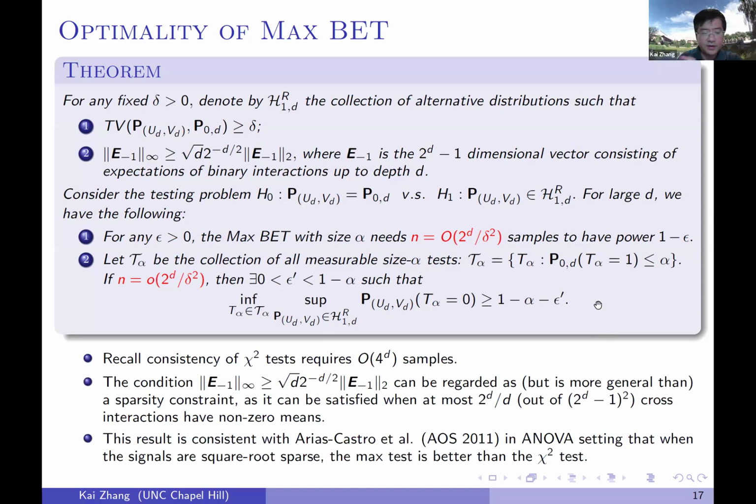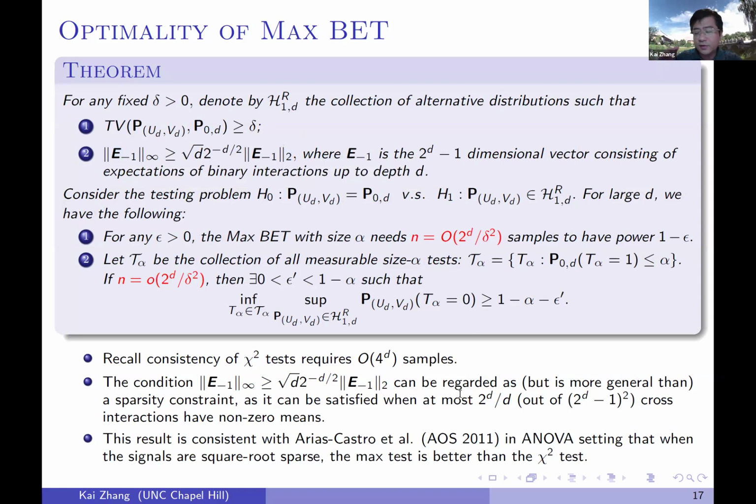Some remarks here: consistency of the chi-square test requires a big O of 2^d samples, and if you compare the rate here, you see MaxBet can be more powerful in these cases. And I would like to talk about the conditions to reach this result. It's a very mild condition. The first condition is basically the statement of the alternative. The second condition compares the maximal signal in the infinity norm to the overall L2 signal. So this is checking how spiky the signal is in this alternative distribution.